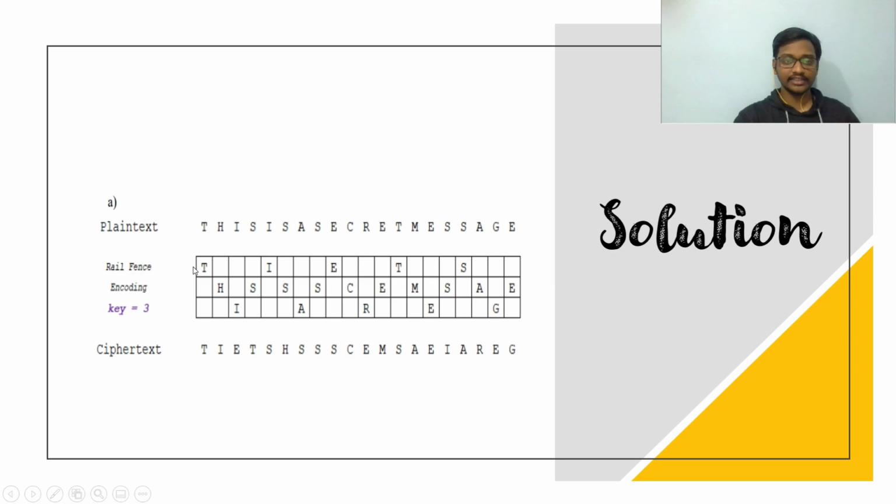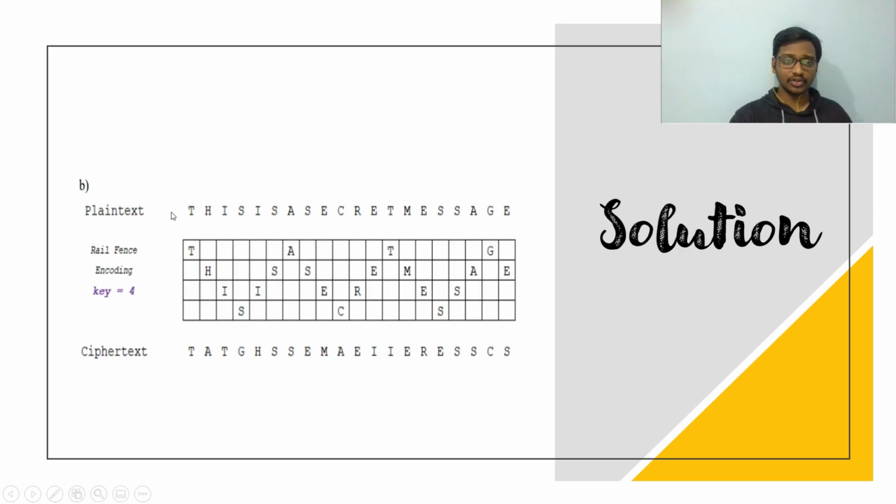EHISISAS. Like this, we arrange the plain text to convert it into the ciphertext, and we read it by row as I mentioned in the algorithm. So when we go to the first row, DIETSHSSS, then the second row, CEMSAES, and when we go to the third row, IAREG. So here is the final ciphertext, obtained by the row by row process.